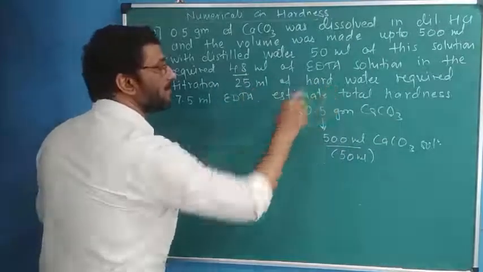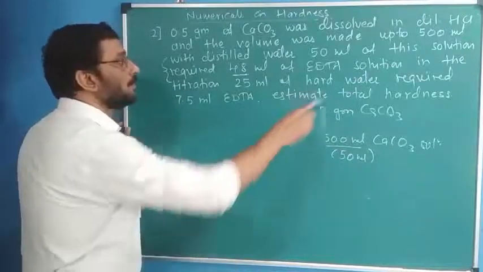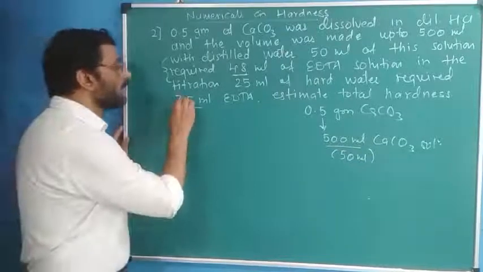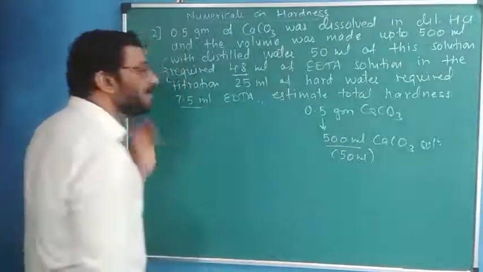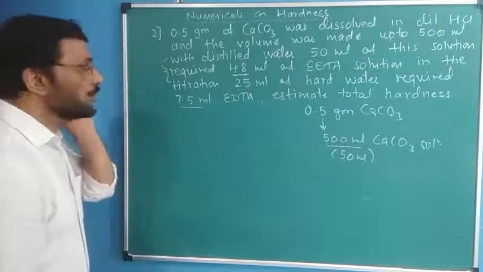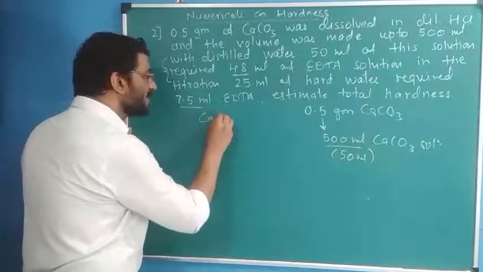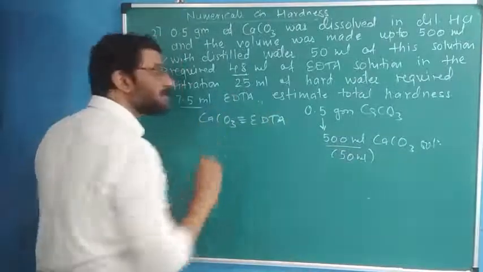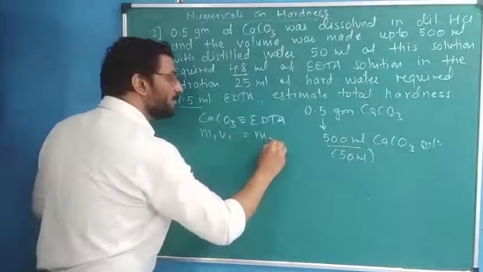Next line, this is the reading for part 2. 25 ml of hard water, not this one now, required 7.5 ml of EDTA. Estimate the hardness of water. So we know part 1, instead of zinc sulfate it is CaCO3 against EDTA. Okay, how do we calculate? M1 V1 is equal to M2 V2.